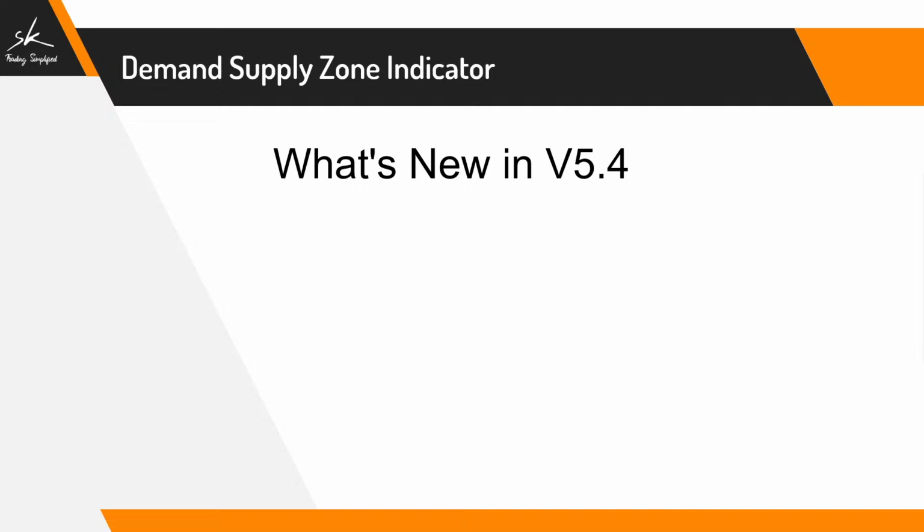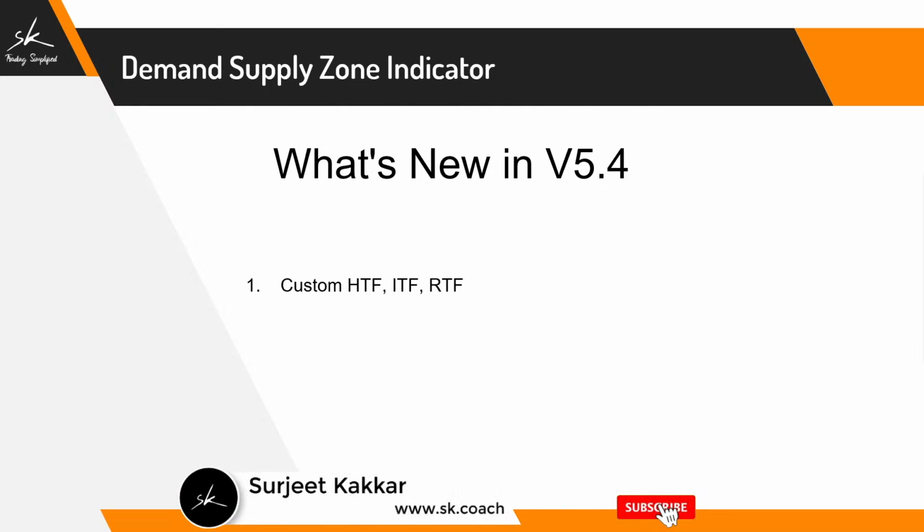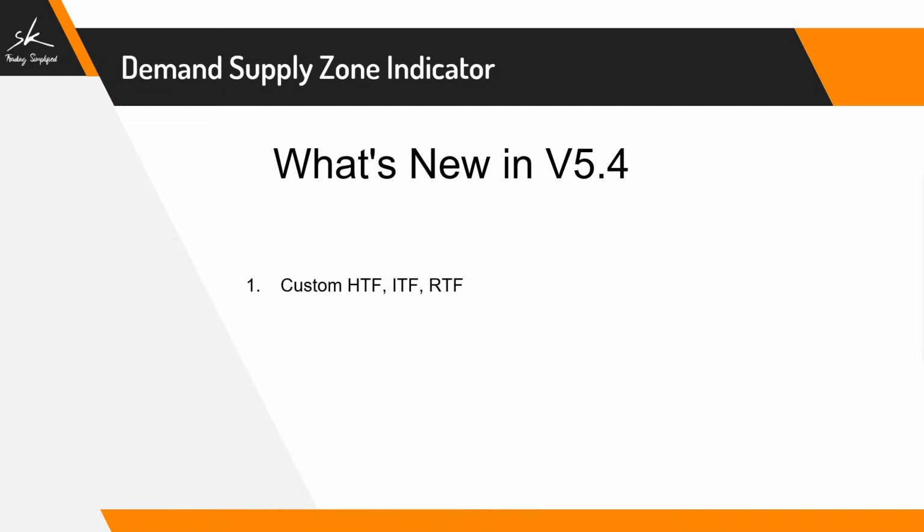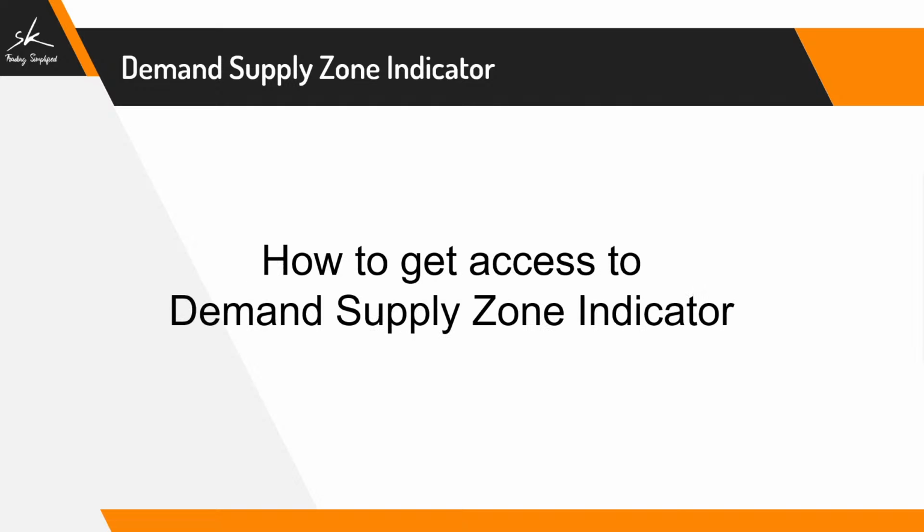So they wanted the option to customize their time frames, which means now you don't have a drop down list. Whatever time frame you wish to use as your higher time frame, you can input that. Whatever time frame you want to use as your intermediate time frame, you can input that. And similarly, whatever time frame you want to use as your refining time frame, you can input that. So that is the only change which has happened in version 5.4. That is, you can customize your time frames as per your preference now, instead of having a drop down list where you just had a limited number of time frames to select from.